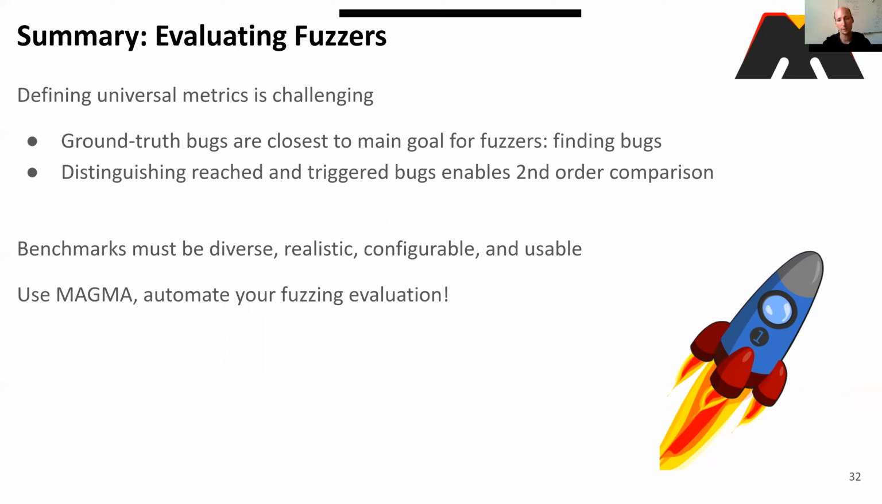Distinguishing reached and triggered bugs enables a second order of comparison. Some fuzzers may be really good at producing code that reaches a certain location and terrible at actually triggering the bug underneath. And having canaries for both allows us to further distinguish the fuzzers there. Benchmarks must be diverse, realistic, configurable, and usable. Magma is doing that. Use it and automate your fuzzing evaluation.